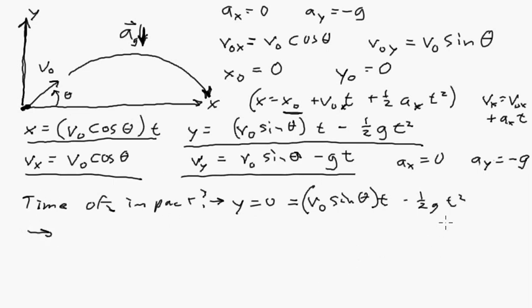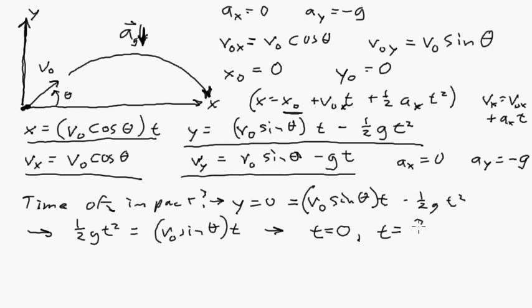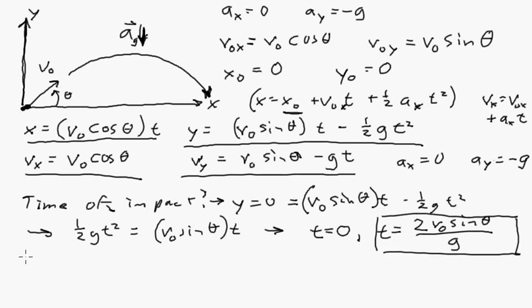So what that gives us then is that 1/2 gt squared equals v naught sine theta times t, which then gives us two answers. It gives us t equals 0 as one answer, because if t is 0, then this and this are both 0. And the other answer it gives us is that t equals 2 v naught sine theta over g. And that's the time it takes, that's the time it's in flight. So that's the time of flight, right there.